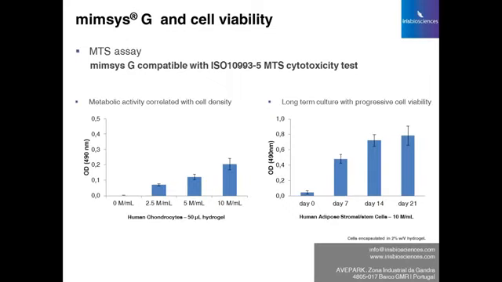On your left, you can see that we encapsulated different cell densities within a 50 microliter hydrogel, and we can see that metabolic activity is proportional as we increase cell density. And on your right, we can see the progressive viability of cells in a long-term culture. In this case, we're showing metabolic activity of adipose stem cells at 10 million cells per milliliter up to day 21.